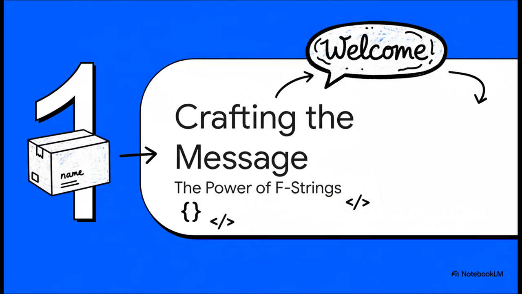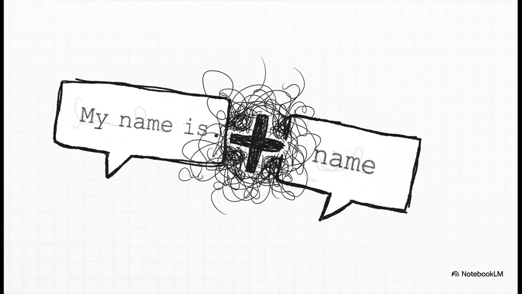Okay, so we've got our name variable ready to go. Now let's look at the best, most powerful way to actually build our welcome message. And we're going to do that using something called f-strings. So you could do it this way, using a plus sign to kind of glue the two pieces of text together. And yeah, it works, but it can get really messy and hard to read, especially if you start adding more and more variables. It's just kind of clunky.